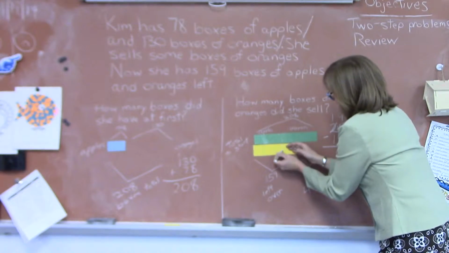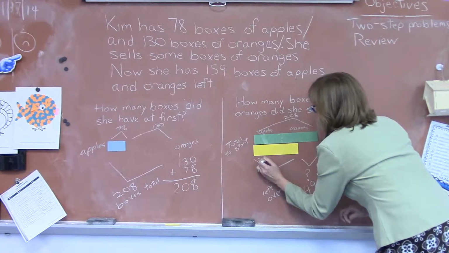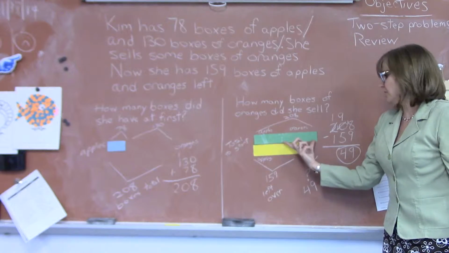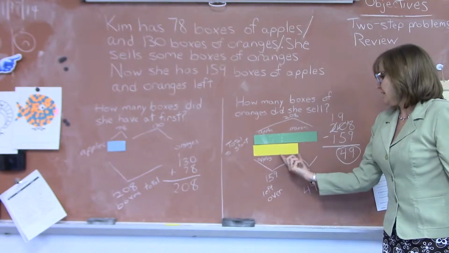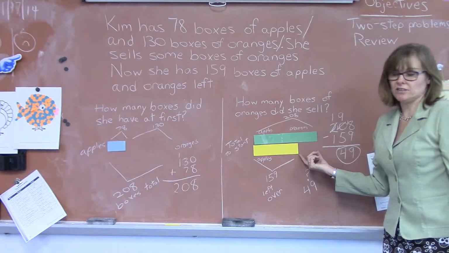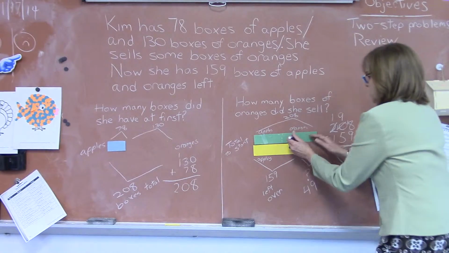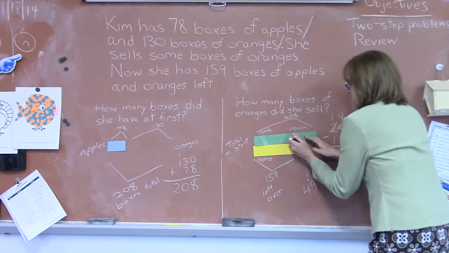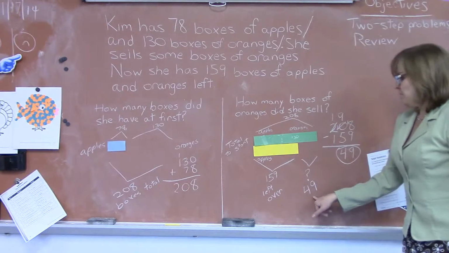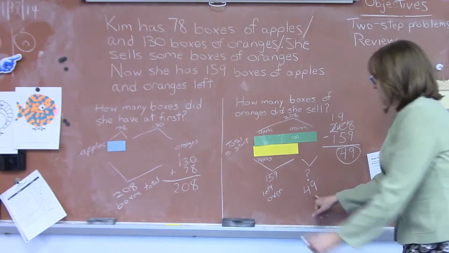After she was done selling stuff, keep in mind she never sold any apples. So the number of apples stayed exactly the same. It's the number of oranges that changed. She had this many oranges to start out with, and then she had this many left over. This is how much was taken away out of here. We know from our first piece of information she had 130 boxes of oranges to start with. And we also know how many she sold. She sold 49 of them.